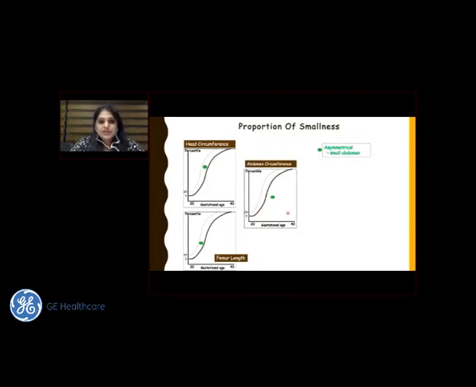Now, a few common scenarios here. All of you can see these green dots. The first chart here is the head circumference. The second is the abdominal circumference. And the third is the femur length.